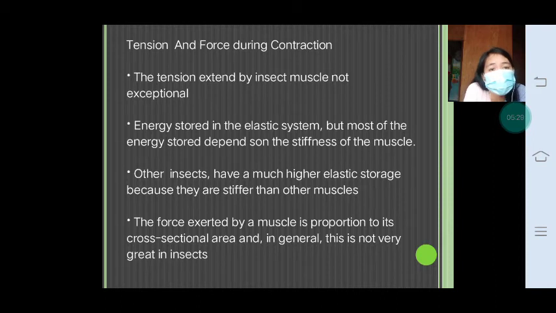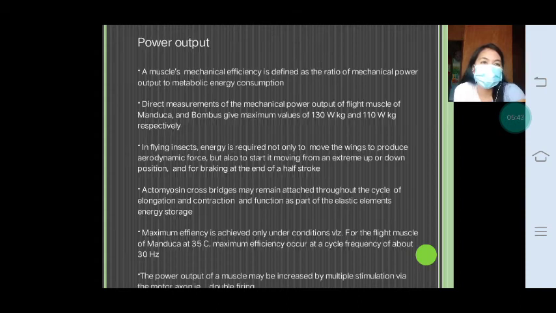Then, the force exerted by a muscle is proportional to its cross-sectional area, and in general, this is not very great in insects. Power output. A muscle's mechanical efficiency is defined as the ratio of mechanical power output to the metabolic energy consumption.